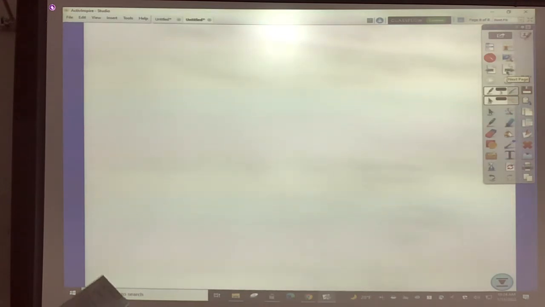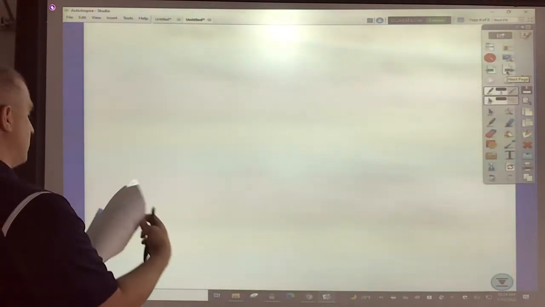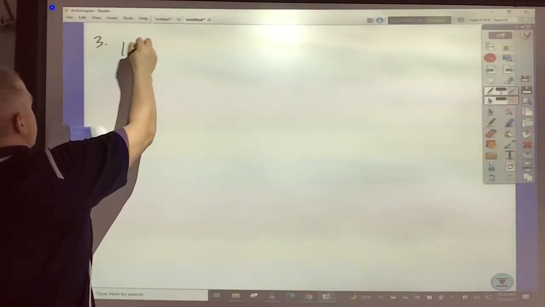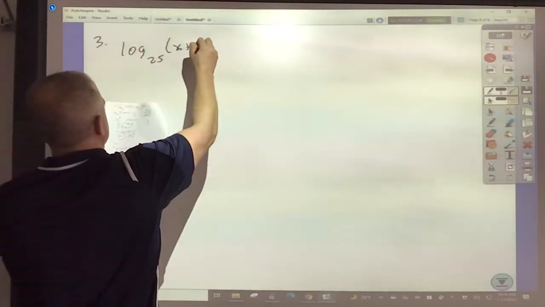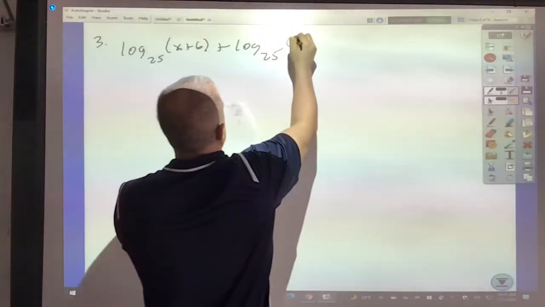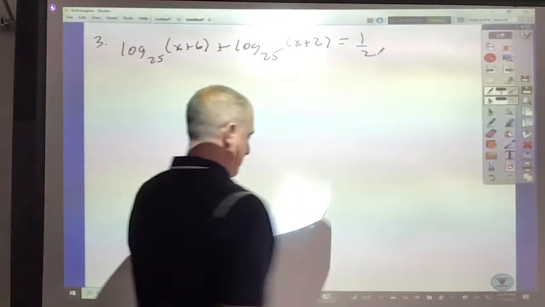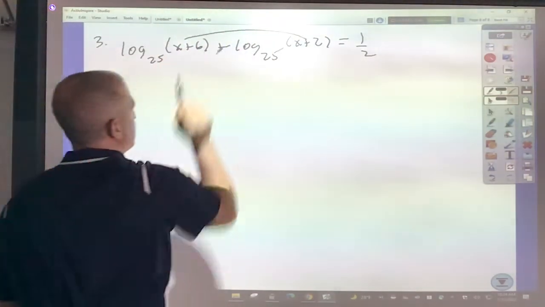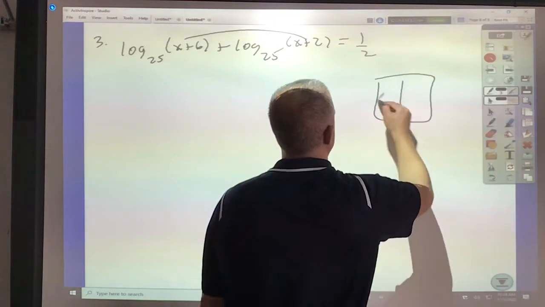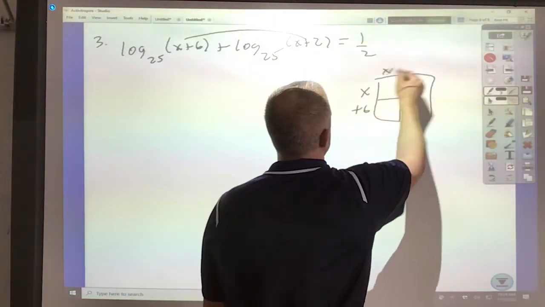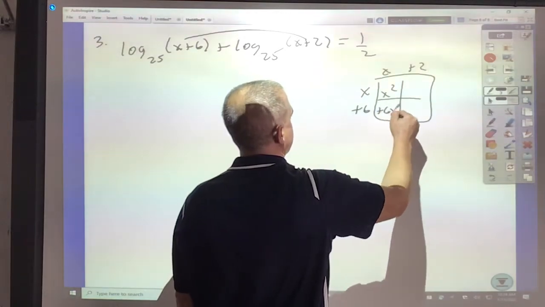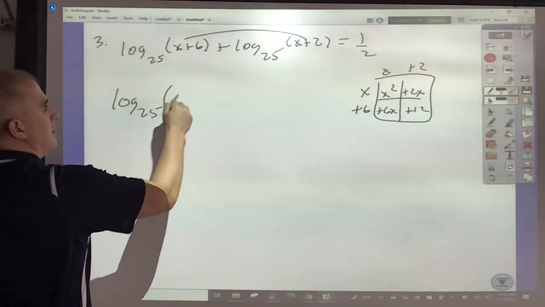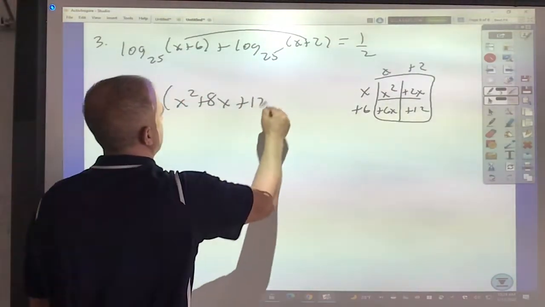All right, let's go ahead to the next question, number 3. I got log base 25 of x plus 6 plus log base 25 of x plus 2 equals 1/2. What I'm going to do on this is multiply these, because that's addition. So that would be x plus 6 times x plus 2, so that's x squared, positive 6x, positive 2x, positive 12. So I got log base 25 of x squared plus 8x plus 12 equals 1/2.